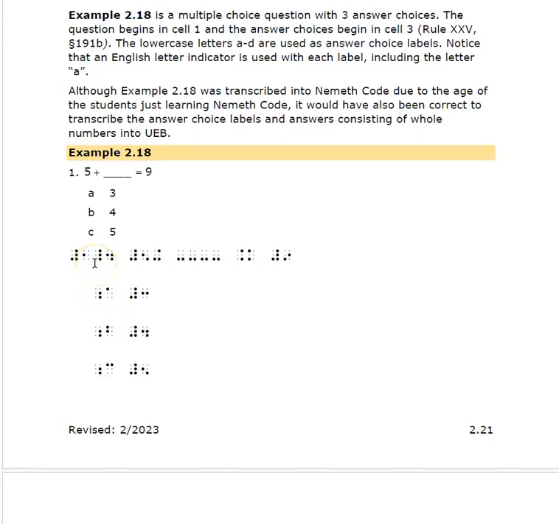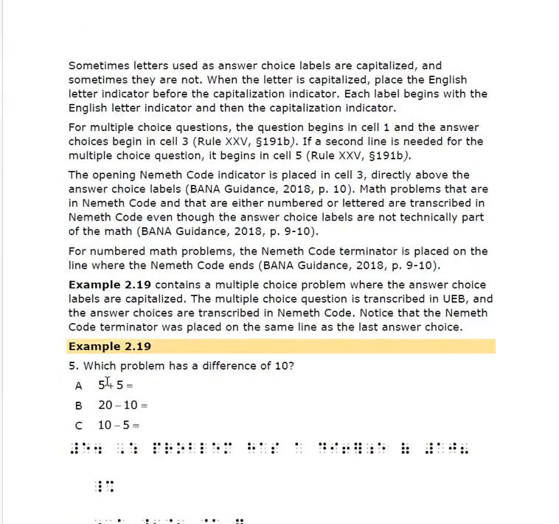Okay? So we have the number of the problem, and we have that stop symbol in there so we can get a period. And we have 5 plus, and then a blank equals the number sign 9. A is 3, B is 4, C is 5. So we put a letter sign in front of A, B, and C, even though if we were doing UEB, we wouldn't need it because A is A, and it just doesn't ever change.